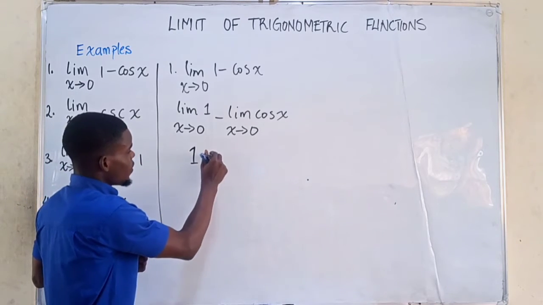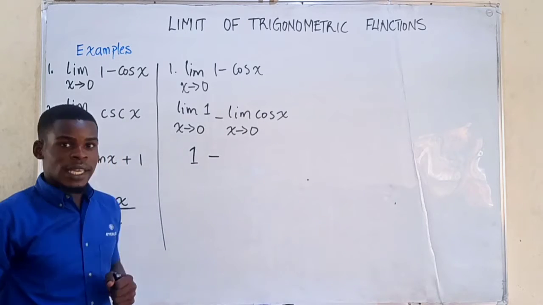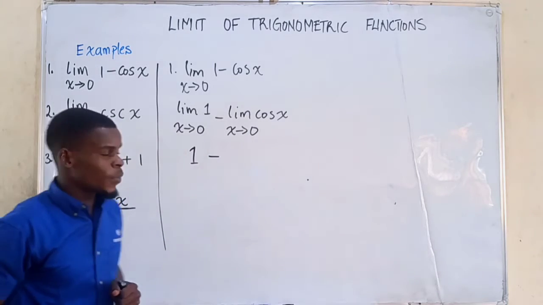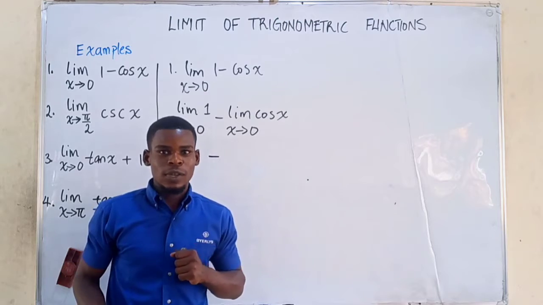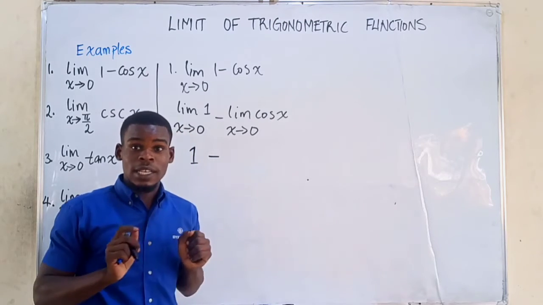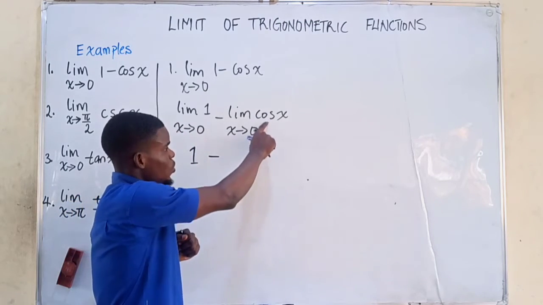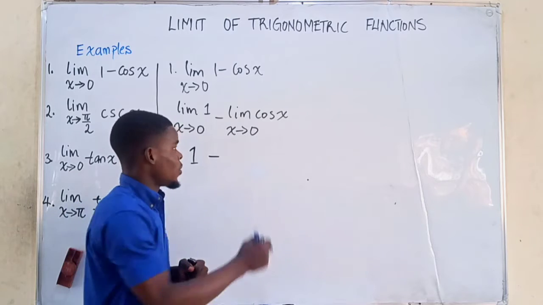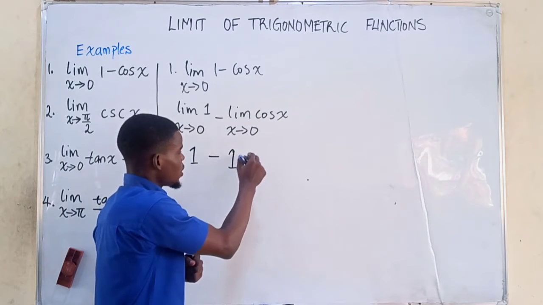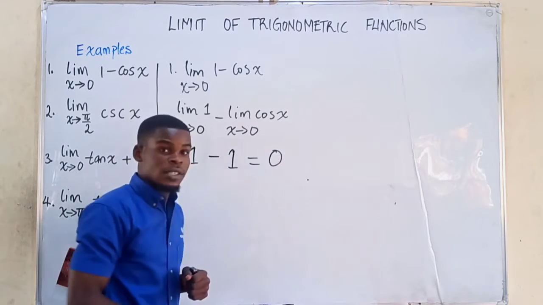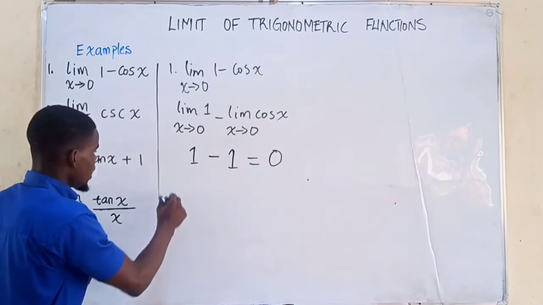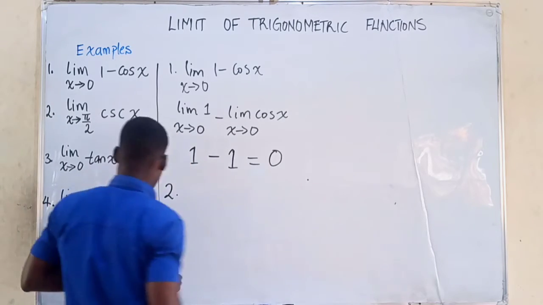Good. So we have it minus the limit of cosine x as x tends to 0. Well, cosine 0 is 1. That is a nice thing to note. So as x tends to 0, cosine x approaches 1. So we have 1 minus 1. So the result of this limit is just 0. That's it for the first question. Let's look at the second one.